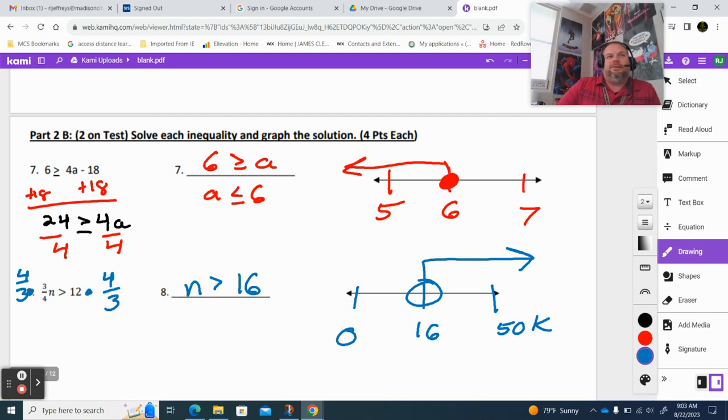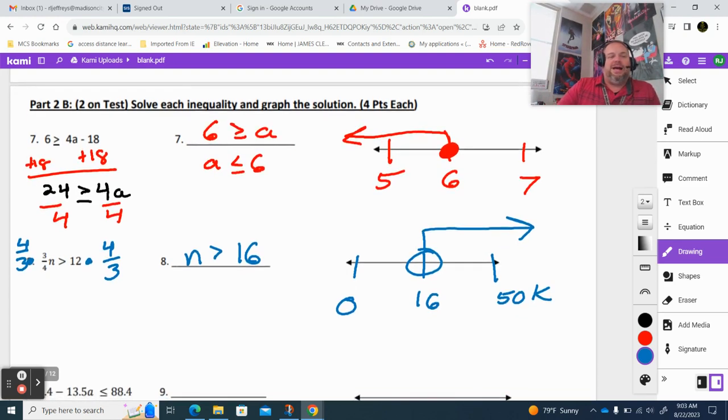Okay. Anybody need more time on 7 and 8? Okay. If you need more time, that means I get more time to freestyle dance and sing. Because that's what everybody wants to see. Everybody wants to see a middle-aged Caucasian dad trying to dance and sing on the YouTube.